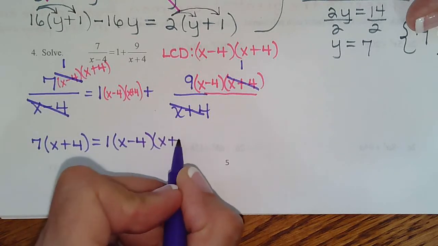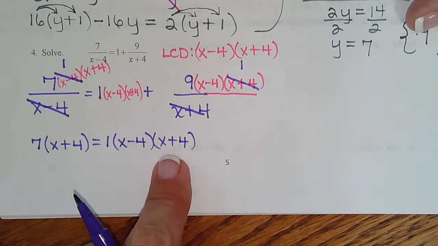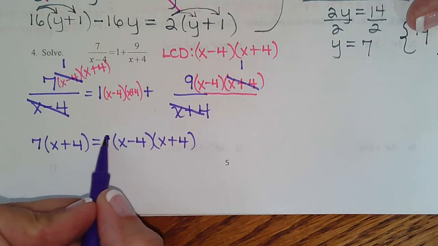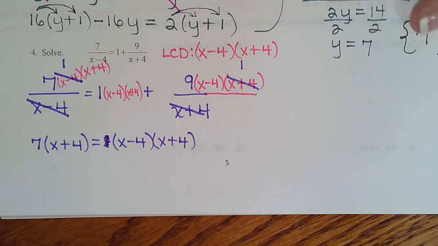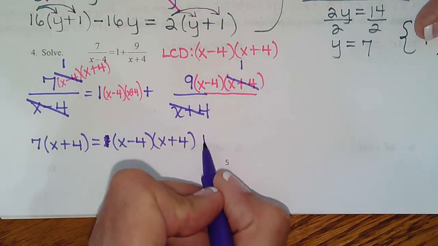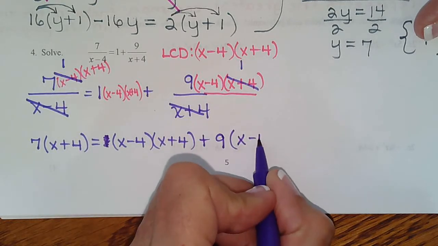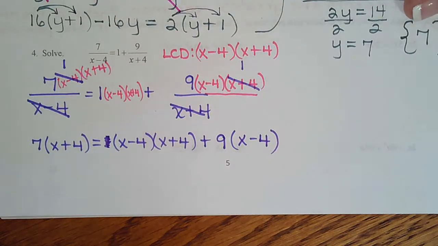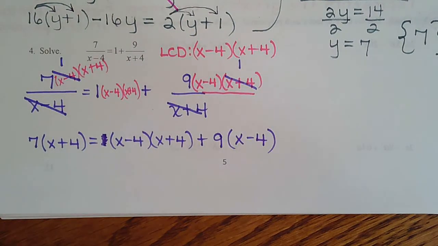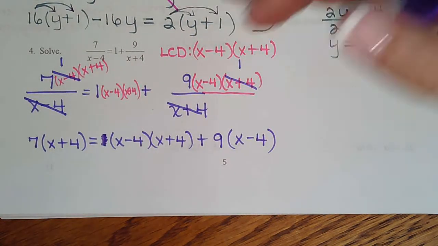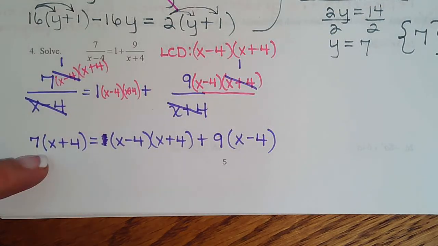And like I said, you can really just drop the 1 because 1 times anything is just that. So we can just get rid of it. And then this is going to be plus 9 times x minus 4. So here's my new problem. Notice I do not have any fractions, so I went from here to here and got rid of my fractions.